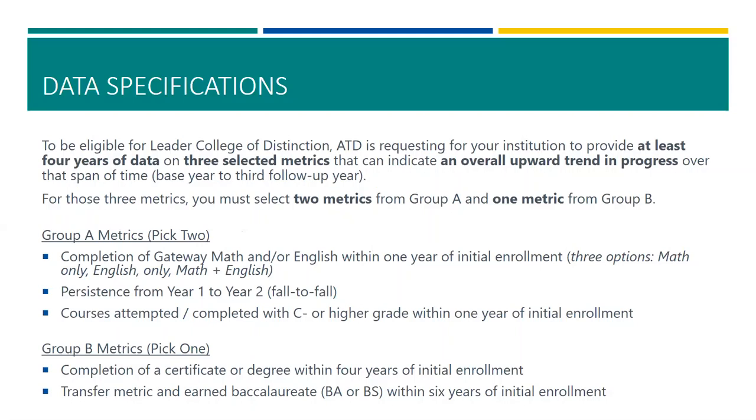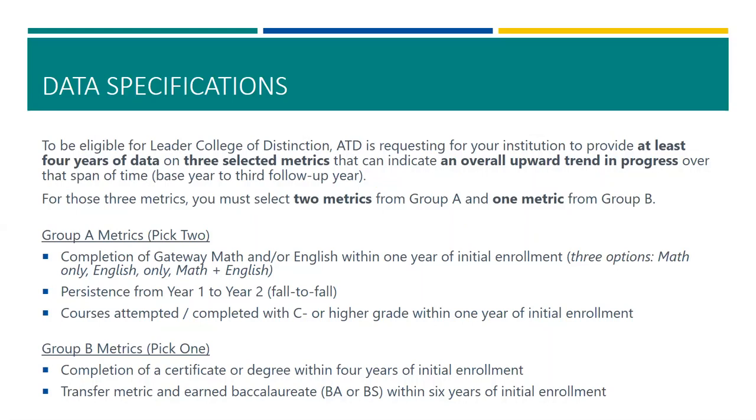And for Leader College of Distinction, we're asking that for those 3 metrics, you select 2 metrics from what we're calling Group A and 1 metric from Group B. Group A you can describe as the sorts of metrics that describe what happens to your students while they're still at your institution. Group B is more outcome metrics that reflect completion. So Group A, we're asking you to pick 2 of 3.